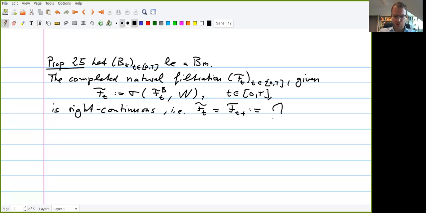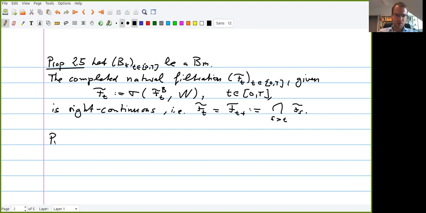Let me recall the definition. It's the same: I take the intersection of all filtrations F_s with s strictly bigger than t. So for Brownian motion, this is a special situation: completing the filtration already means we get a right continuous filtration.